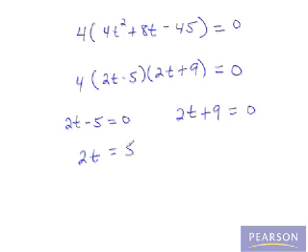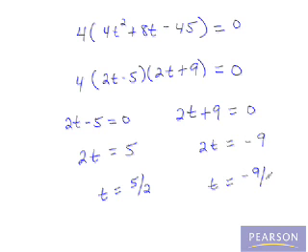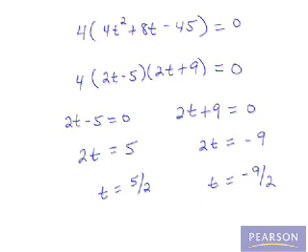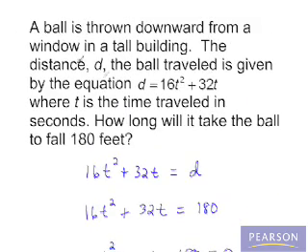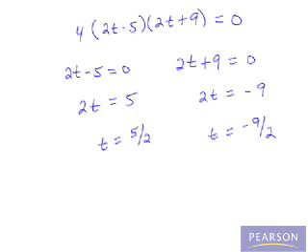We get 2t equals 5, so t is equal to 5 halves, or 2t equals negative 9, so t is equal to negative 9 halves. And because of the context of this problem, we're trying to find how many seconds elapsed in order for this object to fall 180 feet. We cannot have a negative time. So that answer is an extraneous solution.